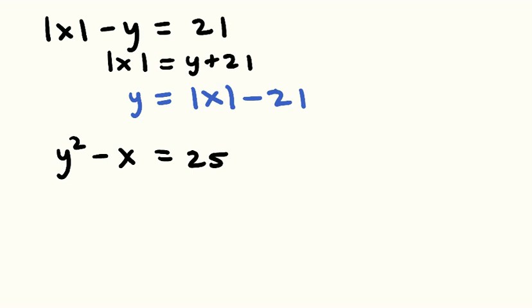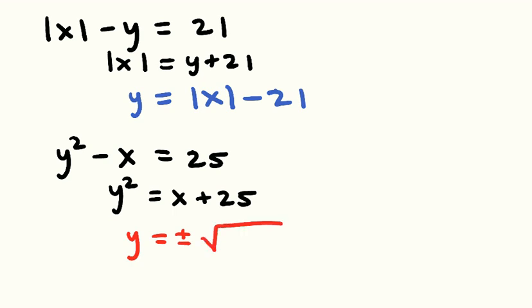Over here, the second one. I'm going to try to solve for y. I'm going to start by adding x to both sides. And then I'm going to solve for y by taking the square root of both sides. And when I take the square root of both sides, I need to remember the plus minus. And that's what's going to keep this thing from being a function.